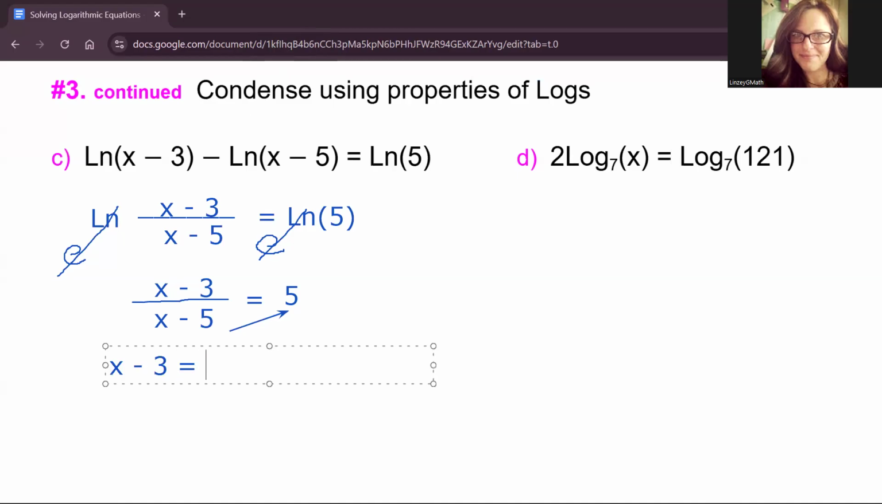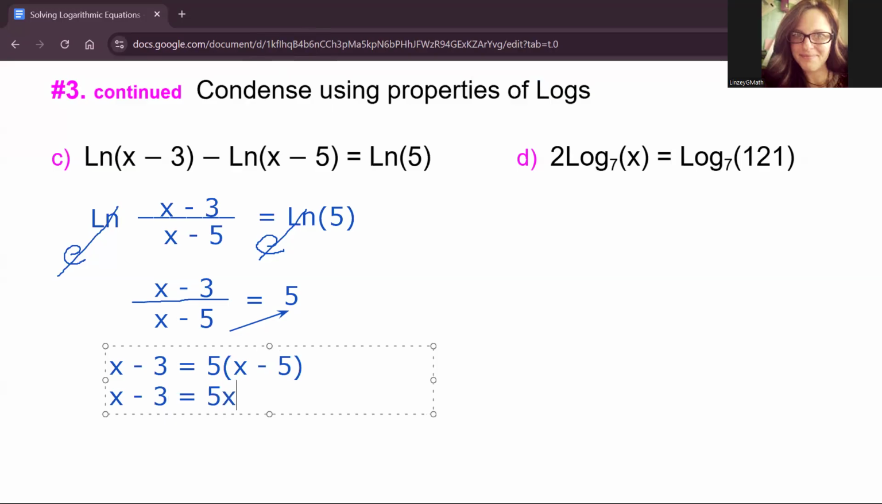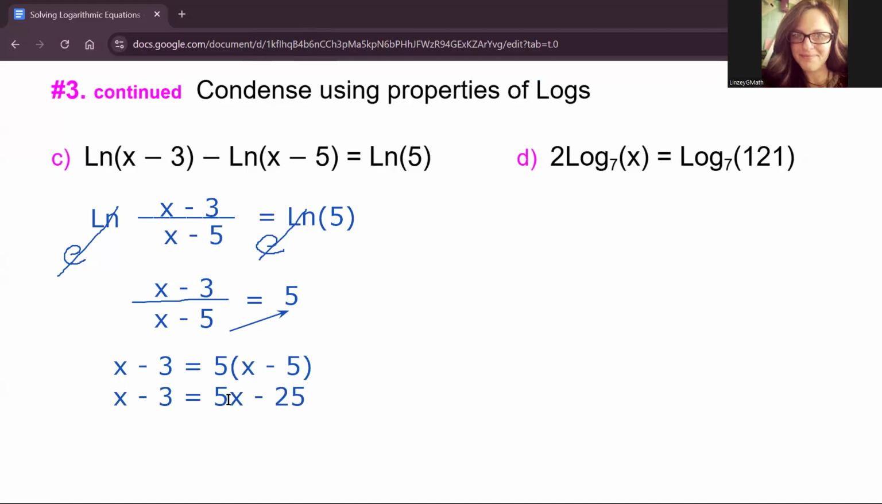We get x minus 3 is equal to 5 times x minus 5. We'll distribute 5. And then let's see, we'll get x's on the same side, subtract 5x, and then add 3. And let's see here, negative 22 divided by negative 4, we get positive 5.5.